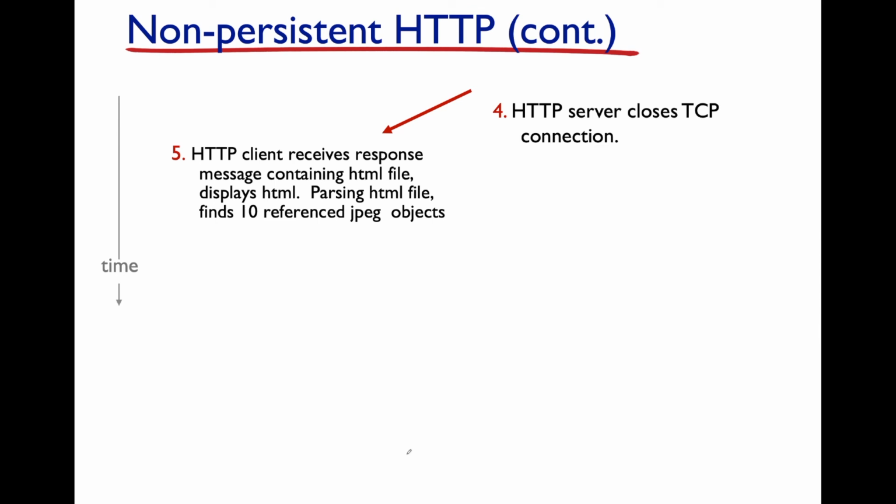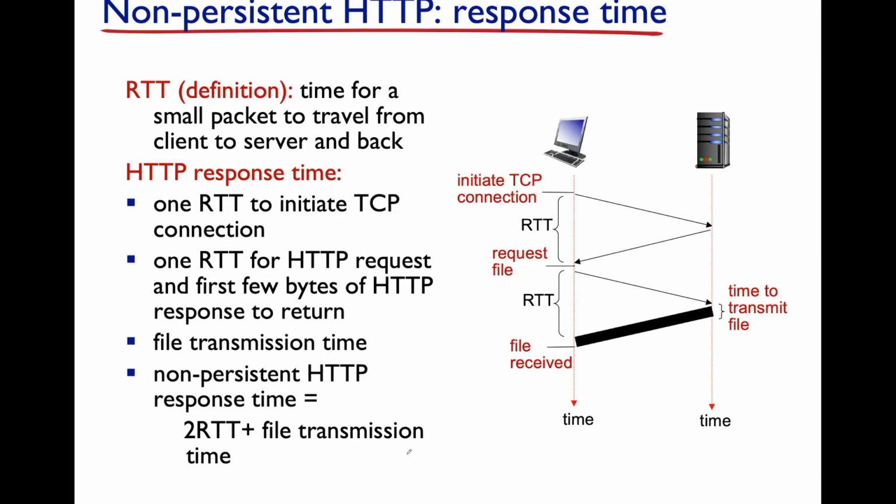So then the client receives the response, and it contains the HTML file, and it displays that HTML file and realizes when it parses or chops it up that there are 10 JPEGs, for example. It could be images or what have you. And so this set of steps, the connection request and then the fetch request and the response with the content, that's repeated, the steps 1 through 5, for each of the 10 JPEG objects. So that's where we left off last time.